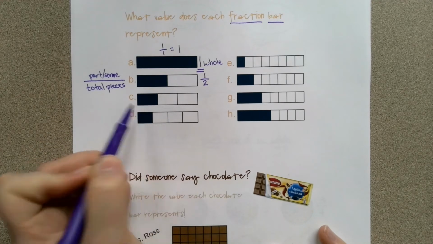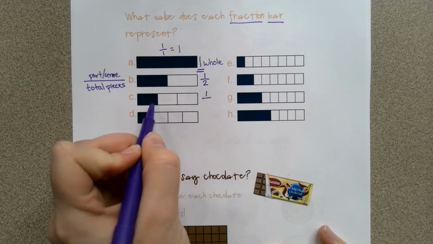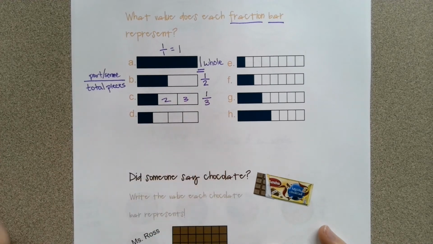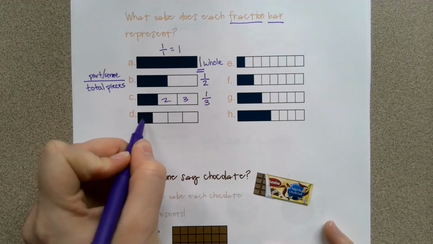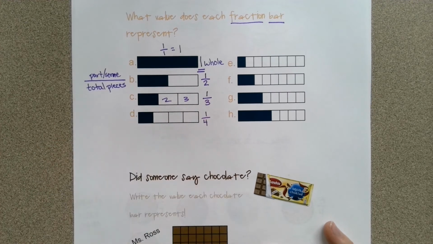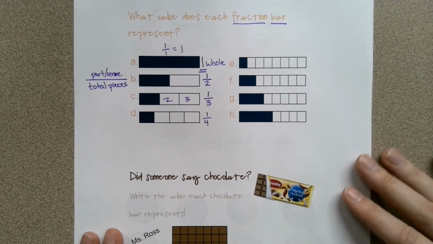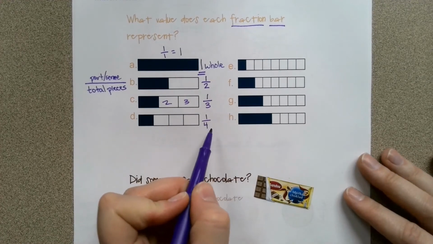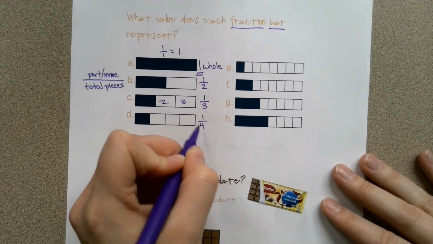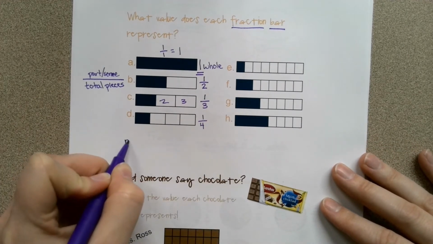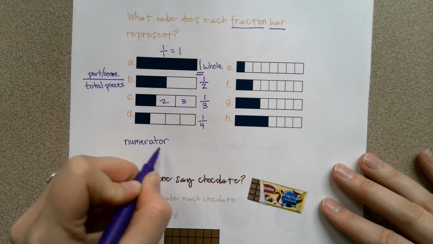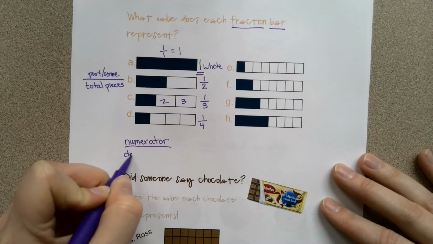We have one shaded piece out of the 1, 2, 3 total, so that would be 1/3. For D, we have one shaded piece out of 4 total, so it's 1 out of 4 for the fraction of 1/4. So again, we're filling in a number in the bottom and in the top. The top is called the numerator. The bottom is called the denominator.